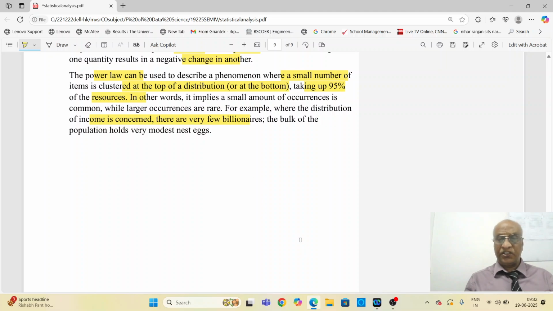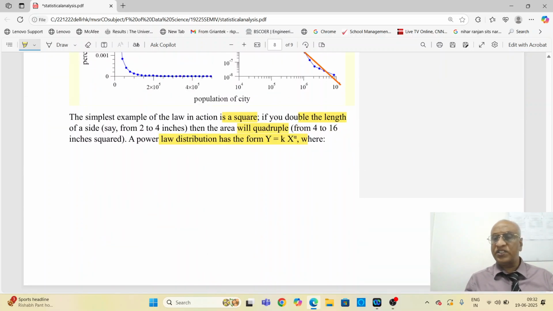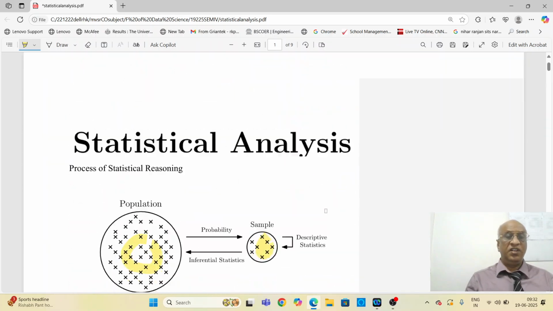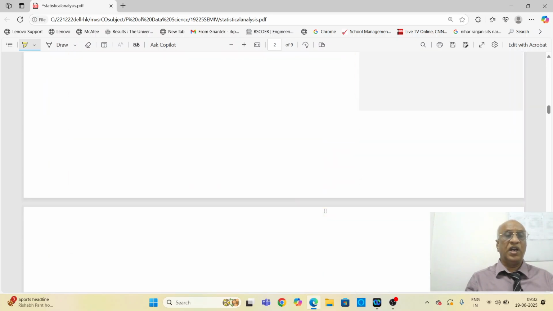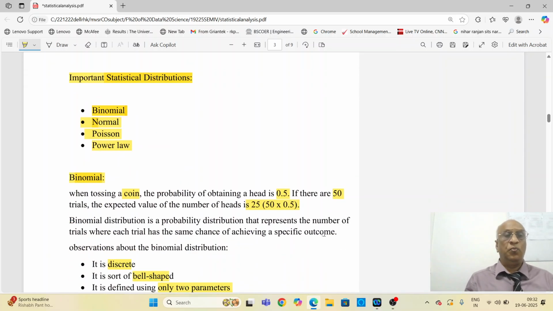So this is all about statistical analysis. This is all about the four kinds of distribution: binomial, normal, Poisson, and power law.